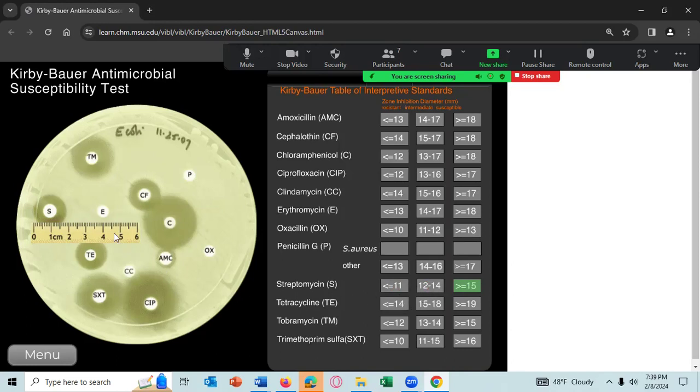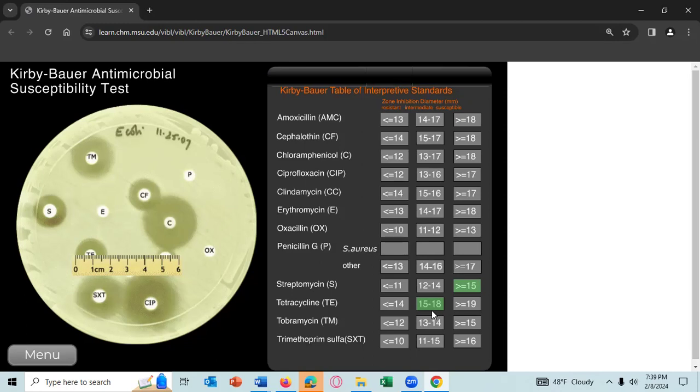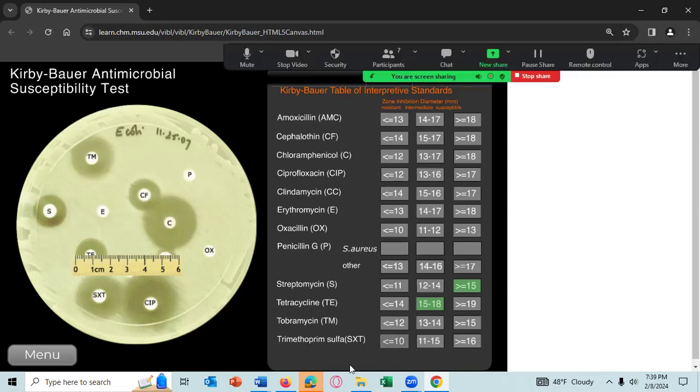Okay, so let's do it for tetracycline. I'm going to first select the wrong answer. And that's about 17 millimeters. So the wrong answer is here, an X, another wrong answer there. And so the correct answer is, like I said, 17. So it's green. And that's how you use this virtual test.